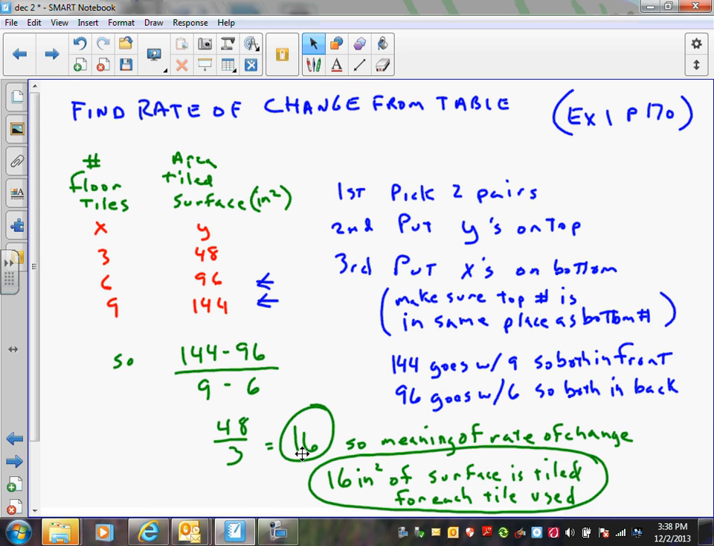But they also ask you to explain the meaning of the rate of change. So then you got to come back up here and look at what these things are talking about. This one is talking about number of floor tiles. This one is talking about the area, the surface area that is tiled. Well, if we have a rate of change of 16, that means for each new tile that we add, we cover 16 inches squared of surface. So if we're covering 16 square inches of surface and it's a square tile, that would be a 4 by 4. Although it doesn't say they're 4 by 4s, it doesn't say they're squares. These could be rectangles. It could be a 2 by 8. You never know.